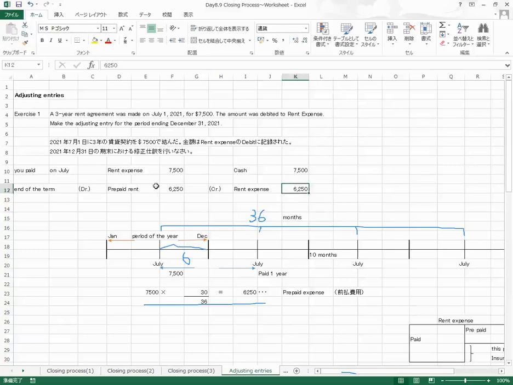How to count? This is 3 years in total, equal to 36 months. Of the 36 months, 6 months belong to this term. That means 30 of the 36 months go to the next term. First you divide 30 by 36.